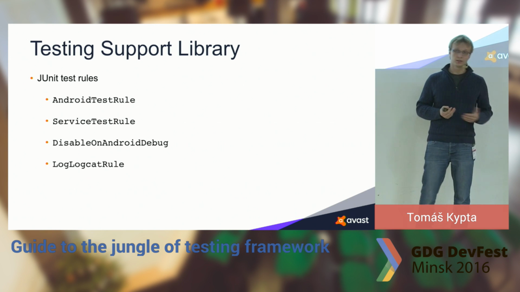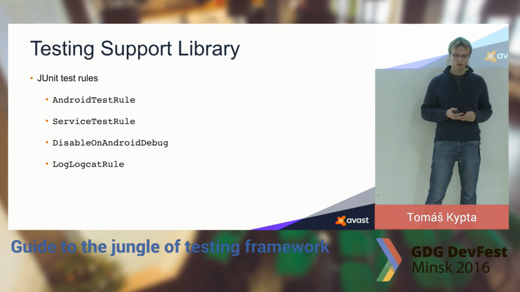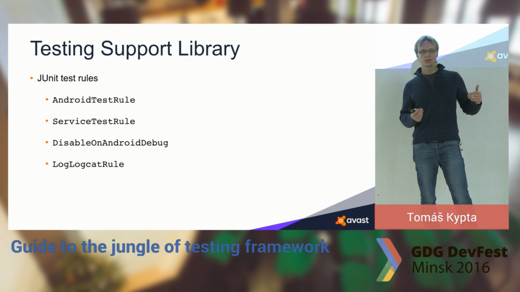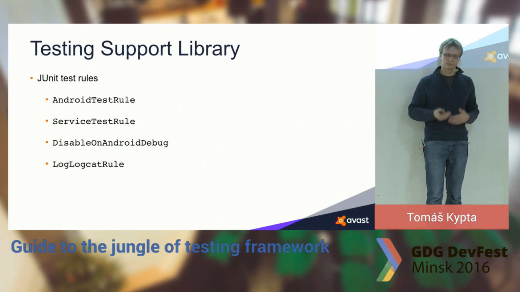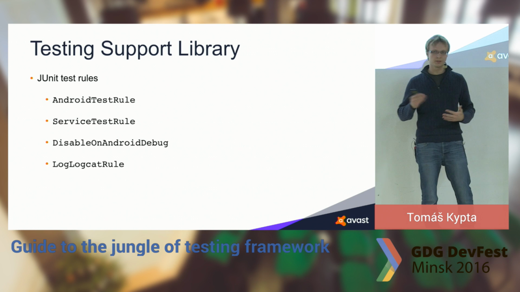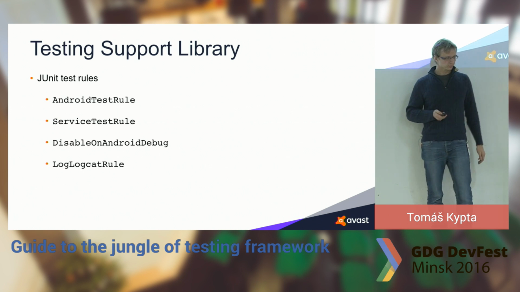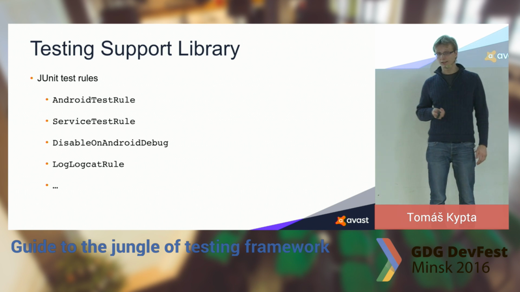There are many other rules, like, as I mentioned, the logcat rule. What it does is that it clears logcat and logs all the things that appear during your test into some file. There are other rules, for example, for obtaining battery status, network status, and other very useful things. Again, a dependency is necessary.